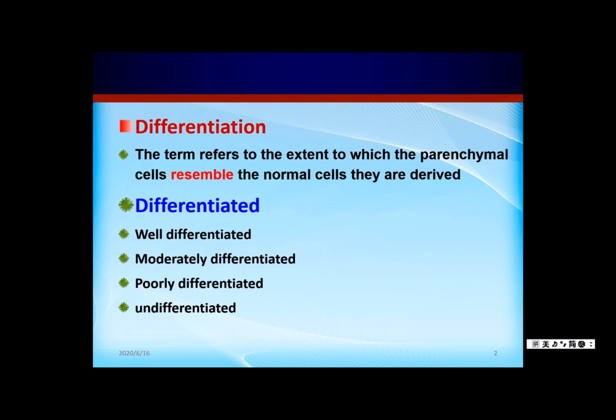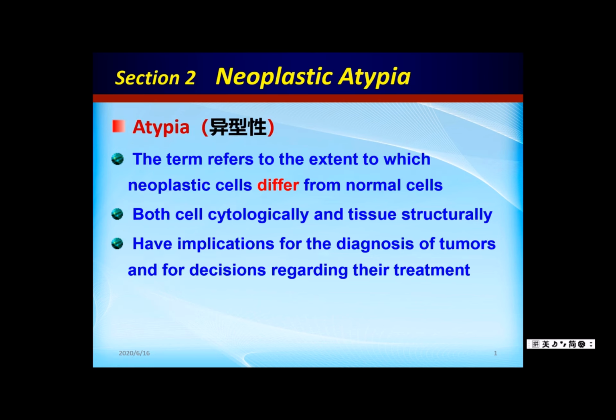Another term is differentiation. Differentiation means the parenchymal cells resemble the normal cells from which they are derived. So differentiation focuses on similarity, but atypia means the parenchymal cells, the tumor cells, differ from the normal cells. There are two aspects: cellular structure and tissue structure.